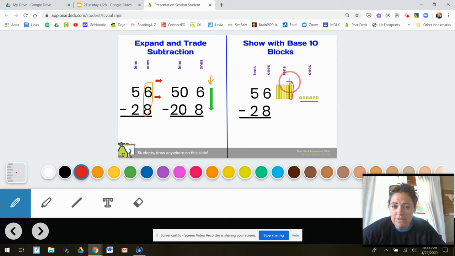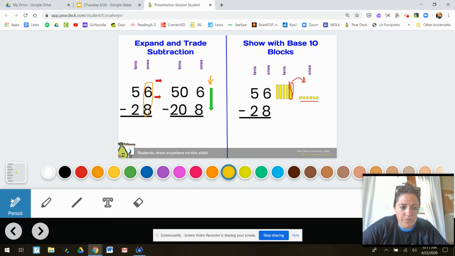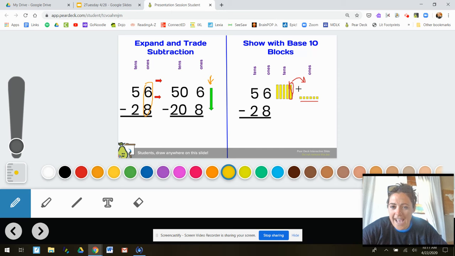So what I'm going to do is I'm going to trade this 10. I'm going to get rid of it, and I'm going to trade it and bring it over to the 1s. So if I were to trade that 10, how many 1s would I get? Okay, hopefully you said 10. If you said 10, that's exactly right. So I'm going to add 10 1s. So count with me. 1, 2, 3, 4, 5, 6, 7, 8, 9, 10. So I just traded this 10 for 10 1s.